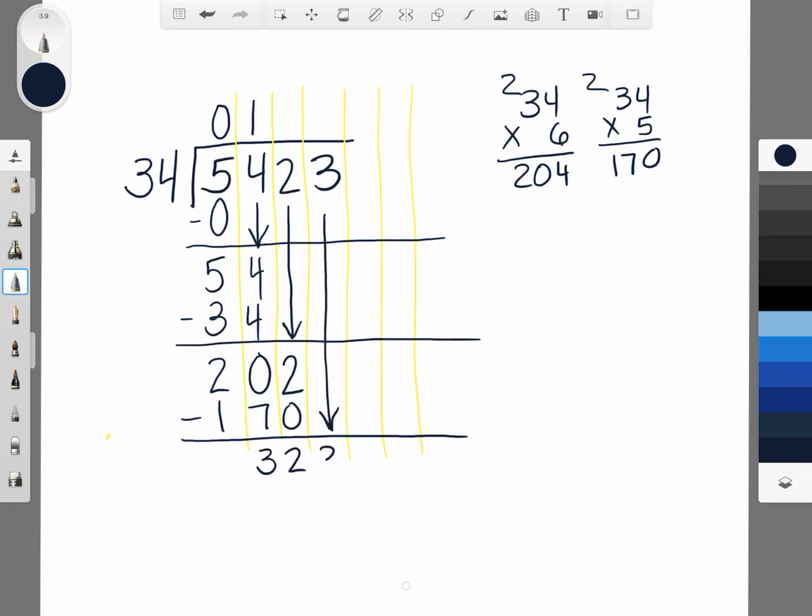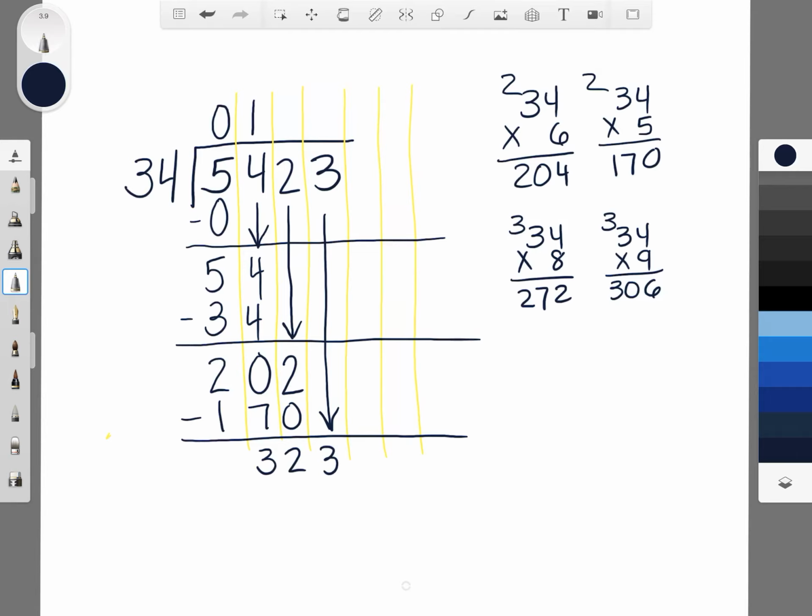Bring down the 3. And 34 will go into 323. I'm thinking that'll go in 8 times. Let's try that. And yes, it will. Might even go 9 times. Let's try 9. And yes, it will go 9 times.